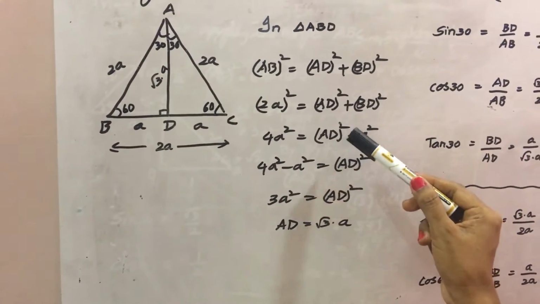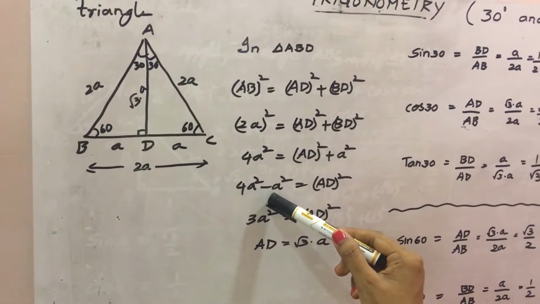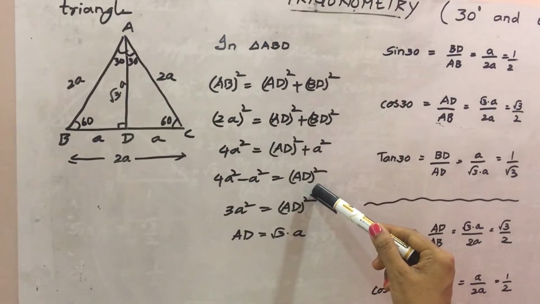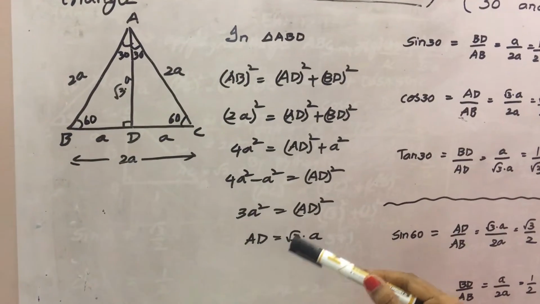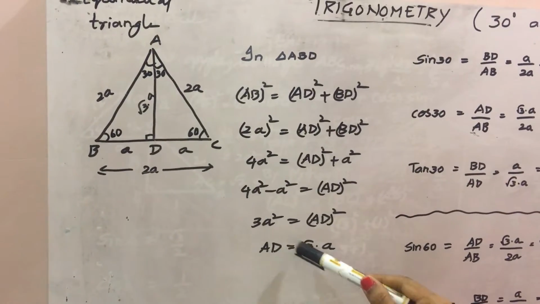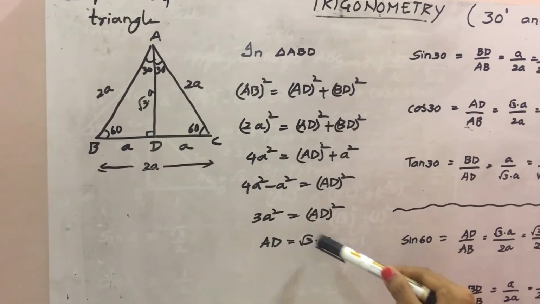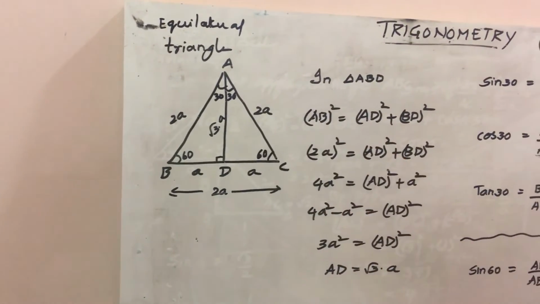If we take this A square to this side, it will become minus A square. 4A square minus A square is equal to AD square. 4A square minus A square is 3A square. So 3A square is equal to AD square, and AD is equal to root of 3 into A. This is the length of the side AD, that is root 3 into A.